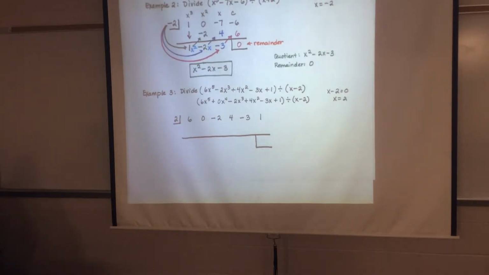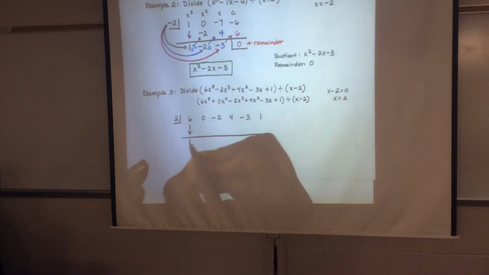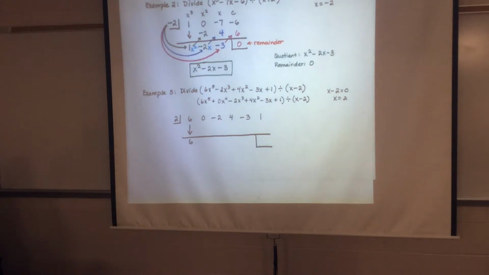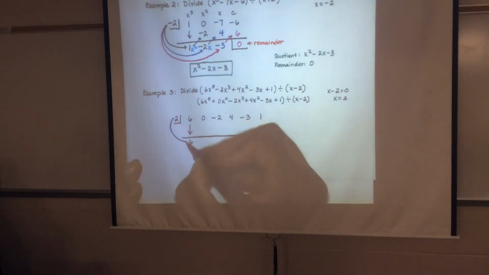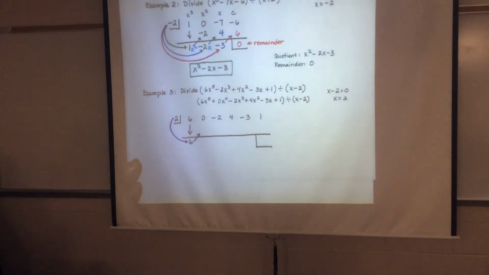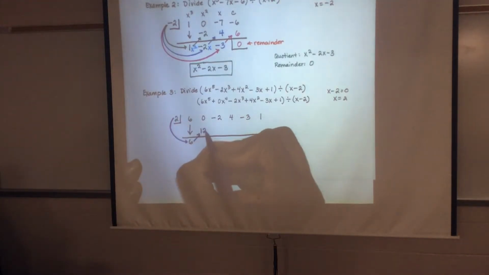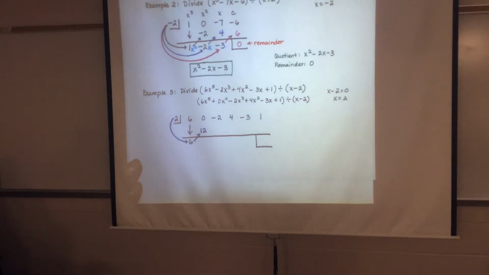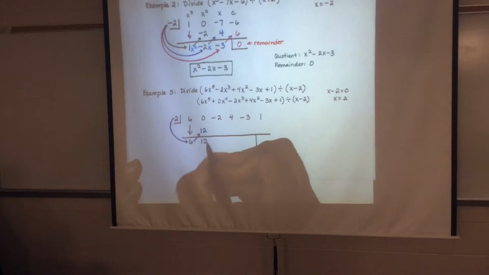the first step would be to bring down the leading coefficient of 6. That goes in the bottom row. And now we're going to take that 2, which is my divisor, multiply it by 6. And that will give me the next number. If I multiply 2 times 6, I'm going to get 12. And if I add 0 and 12 together, I'm going to get 12.